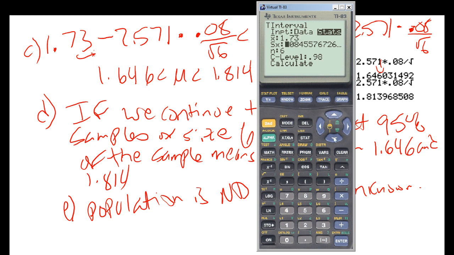I'll say that S is 0.08. And we're doing a 95% confidence interval. And then we calculate it. I don't know, Dino. Don't know what to tell you, my man. But there you go, 1.646 and 1.814.